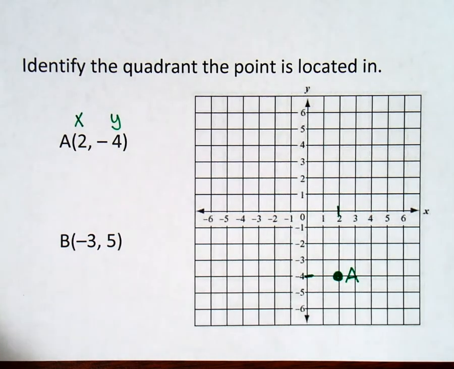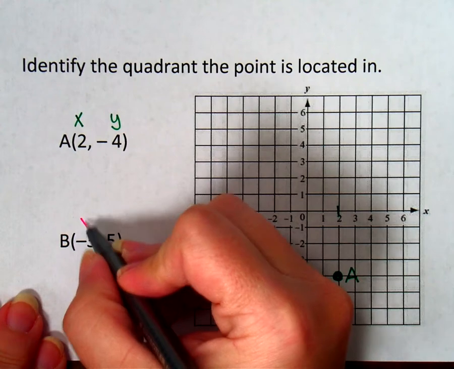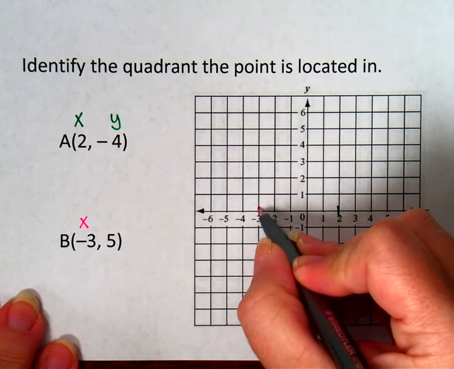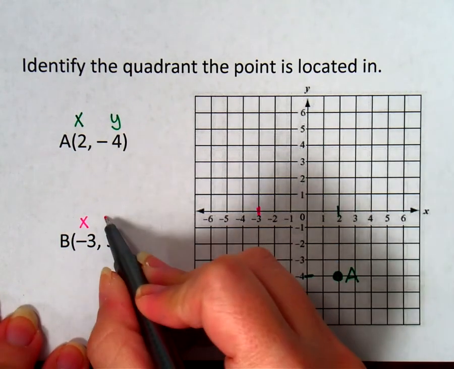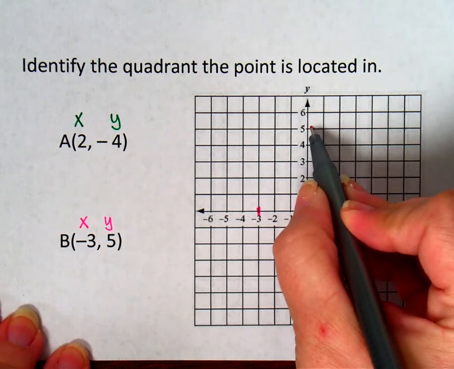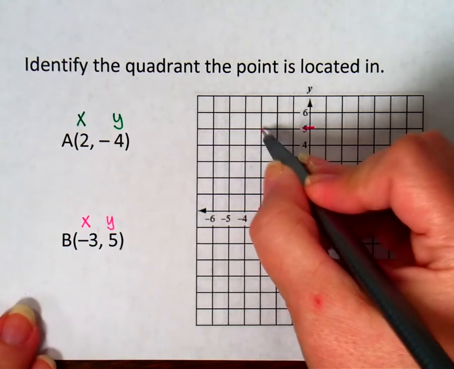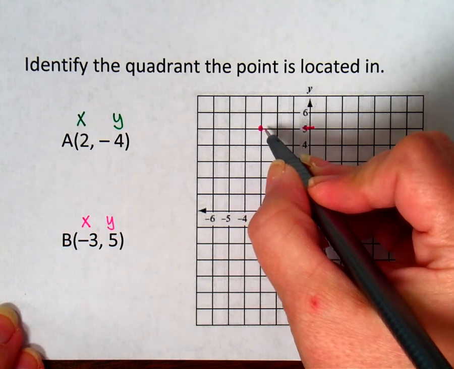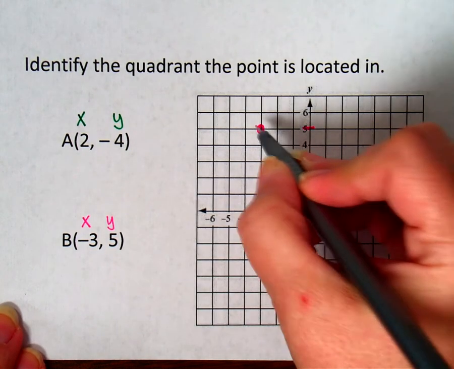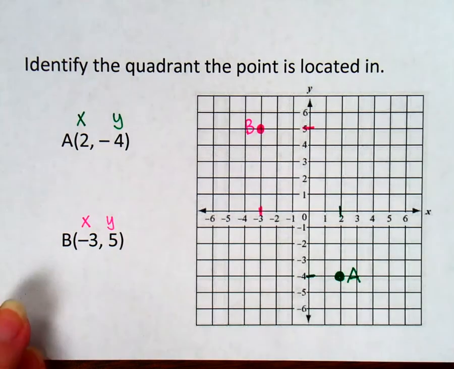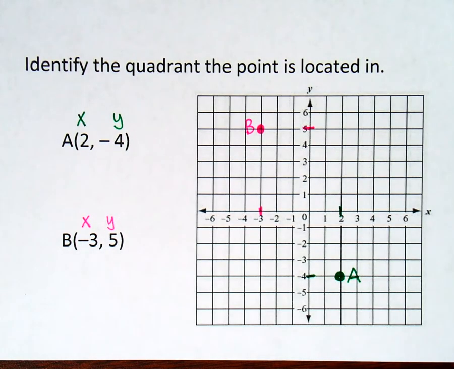Okay? B, again, my x is -3. That's where -3 is on the x-axis. Y is a +5. That's where +5 is on the y-axis. So when those two come together, B is right here. Okay? But it's asking me what quadrant. Identify the quadrant that each one is located in.